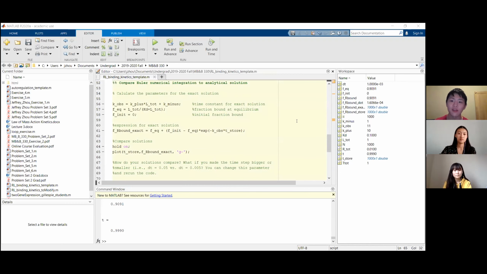And remember that this red line is actually just an approximation. I'm going to go back to my PowerPoint one sec.